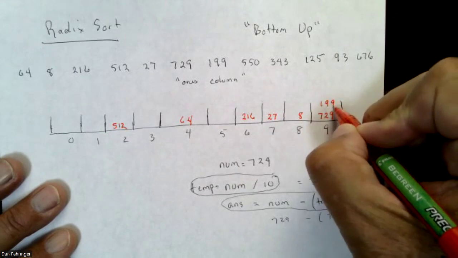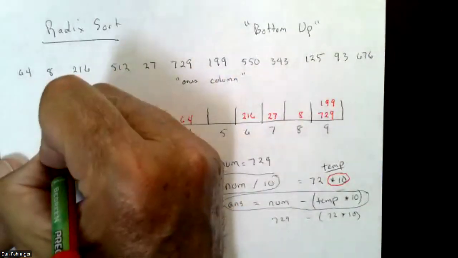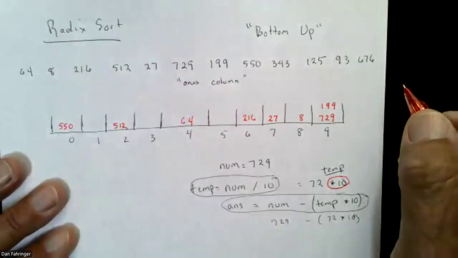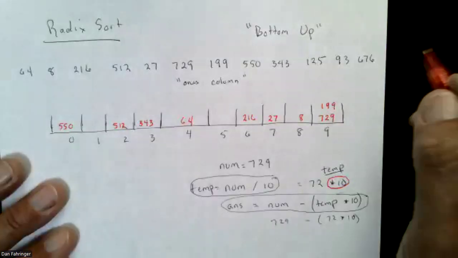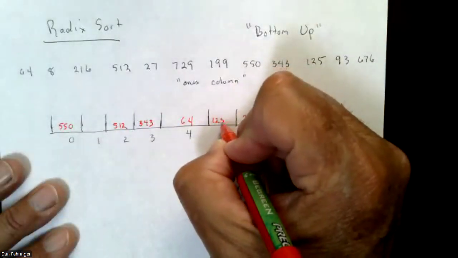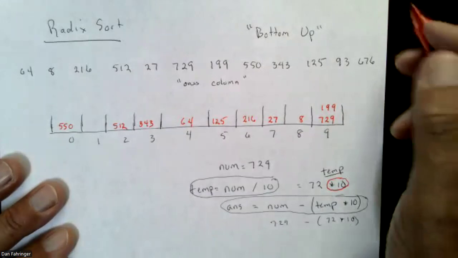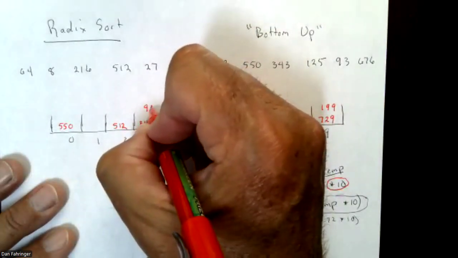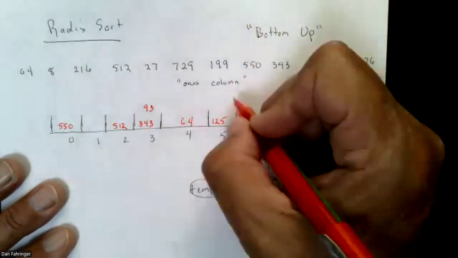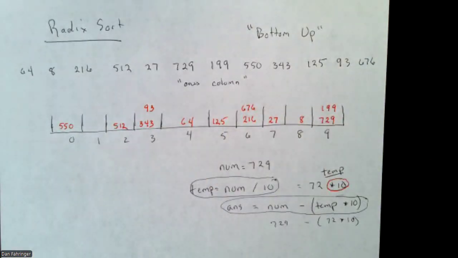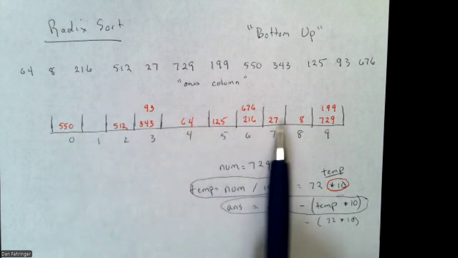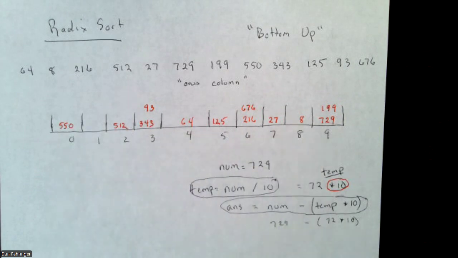199 is in 9. 550 goes over to 0. 343, 125. It looks like everybody gets to play. 93 goes on top, and 676 goes on top. Okay, so I did the ones column and I ran through and filled my baskets.